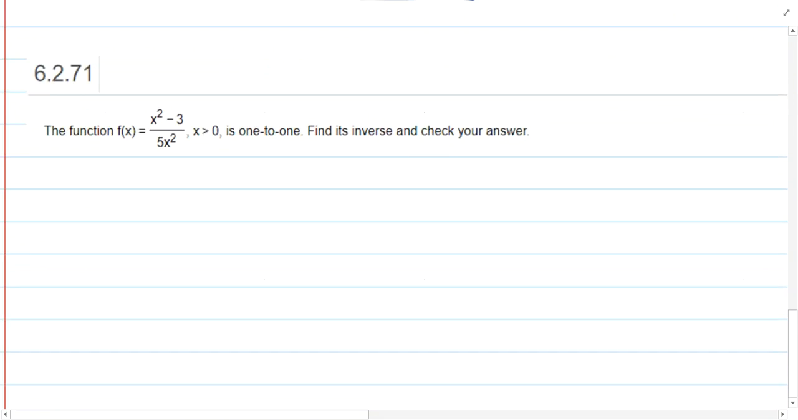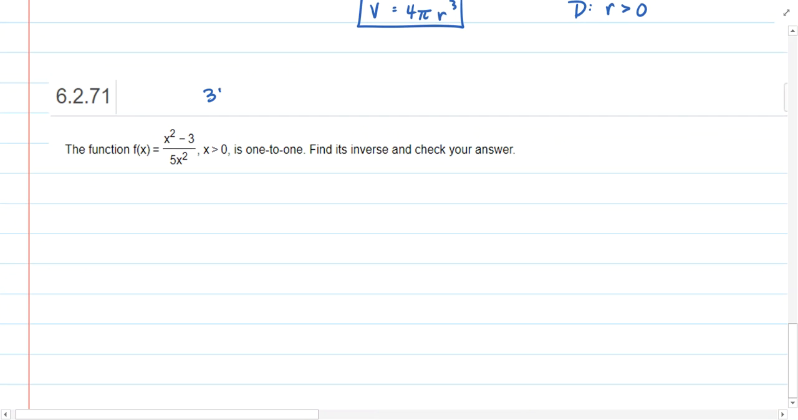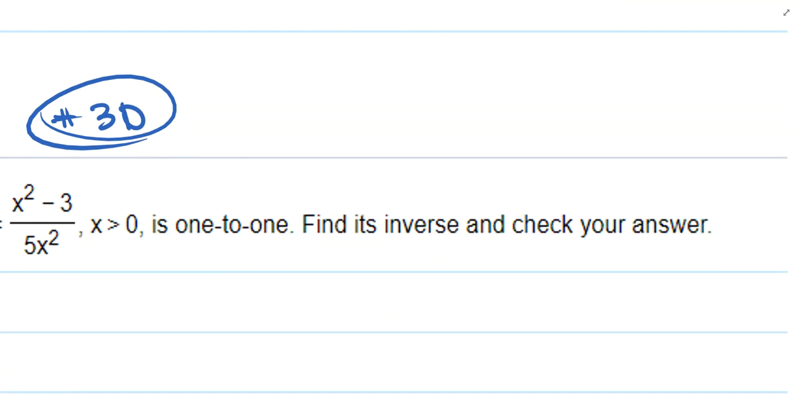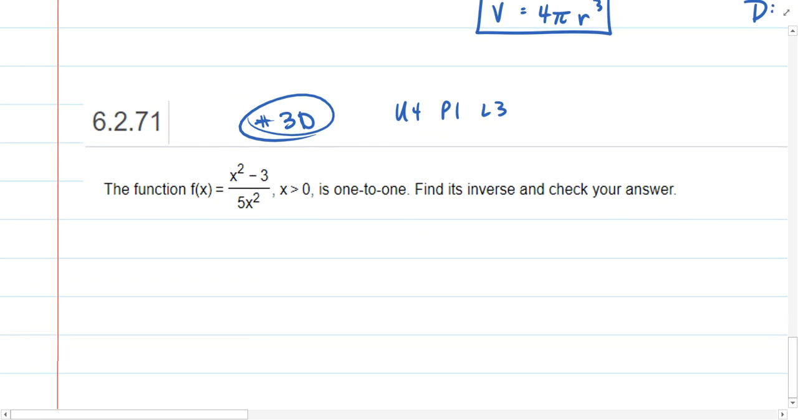Now for problem number 31, that's this guy here. This is number 30. We actually need to reference the third video from last week. So Unit 4, Part 1, Lesson 3. That's where we talk more about inverses.